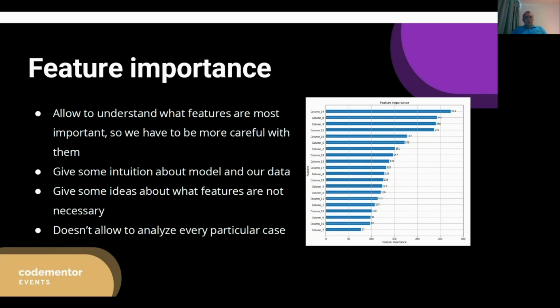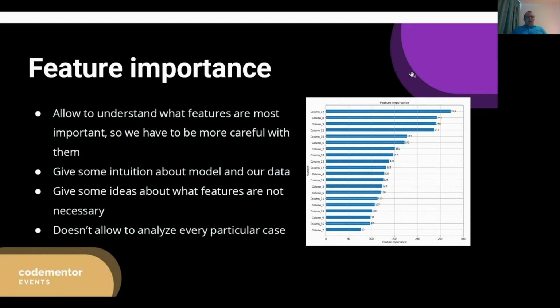Feature importance allows us to understand which features are more important and which are less important. It can give us some intuition about our data and how we can design better features from our data, and give us some ideas which features are totally not necessary. For instance, if the importance of a feature is about 0, we can try to exclude it completely and build a model without this feature. However, it does not allow us to make case analysis in every particular case.